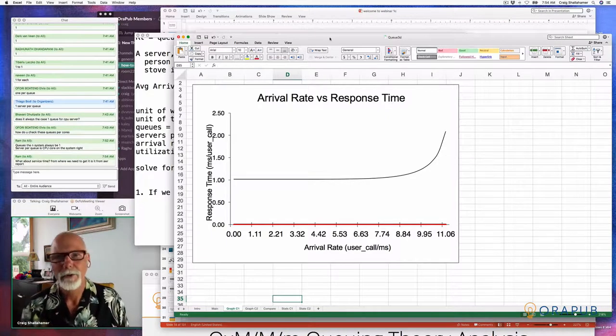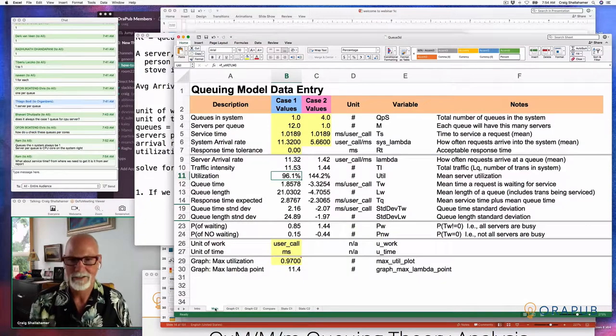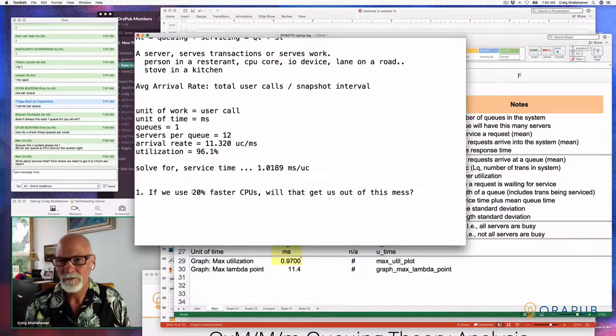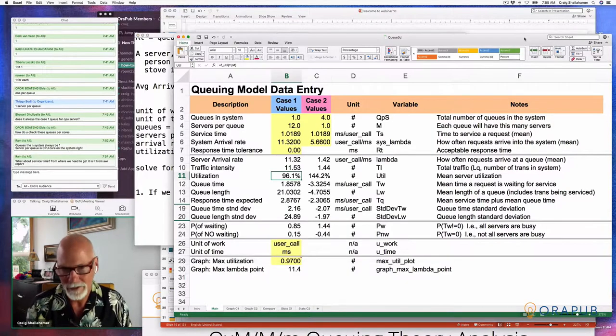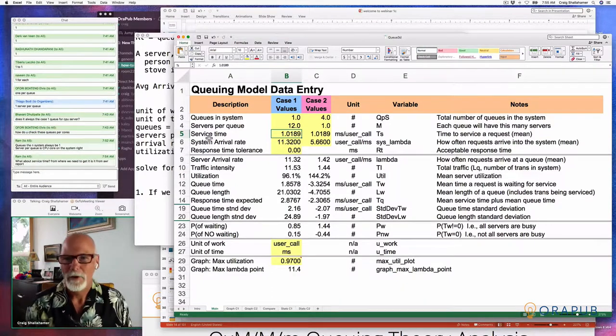Okay, and people don't like wildly fluctuating systems. They want consistency. All right. So the question is, what if I have 20% faster CPUs? Now, because we're running out of time here, a faster CPU, just like a faster server, will take less time to service a piece of work. So I'm going to use this case 2 right here to represent this.